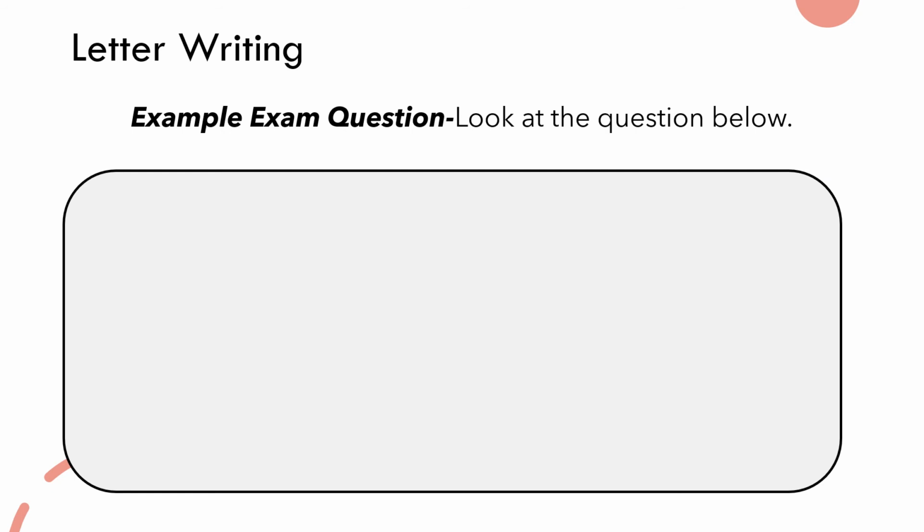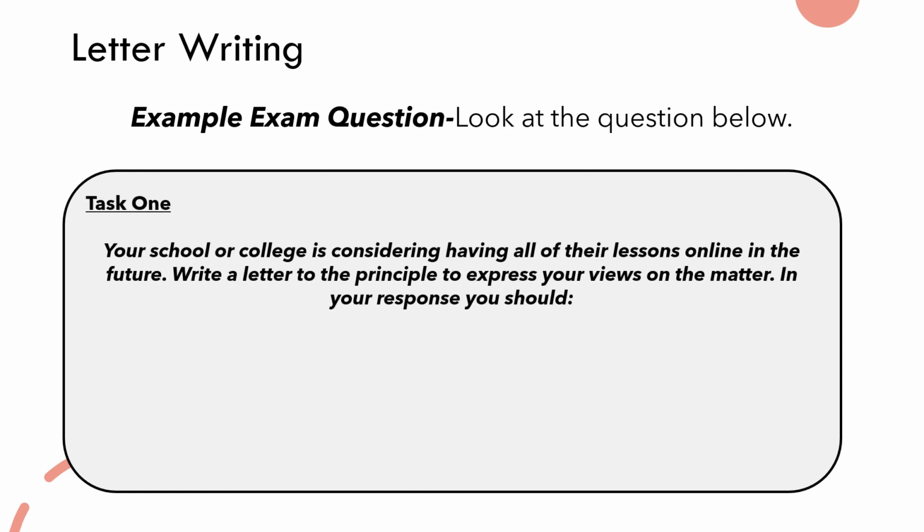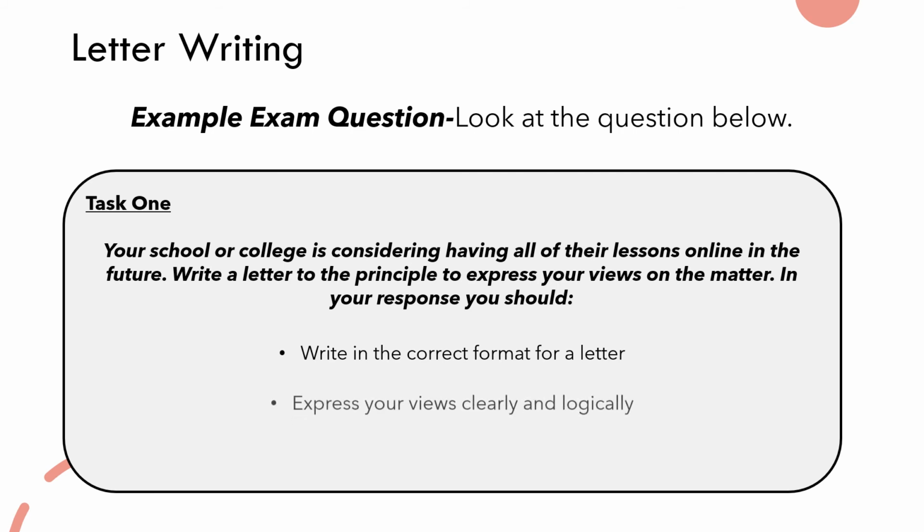In your exam, you might be faced with an exam question looking something like this. So it says task 1. Your school or college is considering having all of their lessons online in the future. Write a letter to the principal to express your views on the matter. In your response, you should write in the correct format for a letter. So when we say that, we're thinking about the kind of format that we looked at on the previous slides.